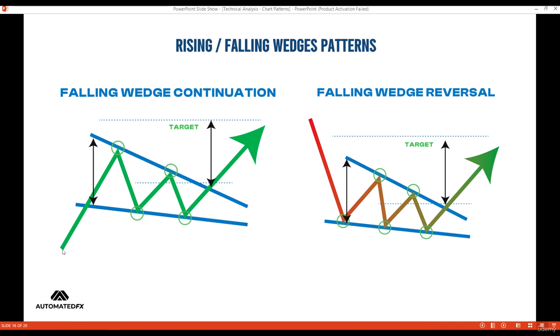So you can see that it came here, met resistance here, came down, met resistance here, came down, and then broke out. And then the target is the same as this. Same for the falling wedge. Came here, fell down to this point, tested here, tested here, tested here, tested here, and then broke out. And the target is here to here. So this is just how the falling and rising wedges play out.